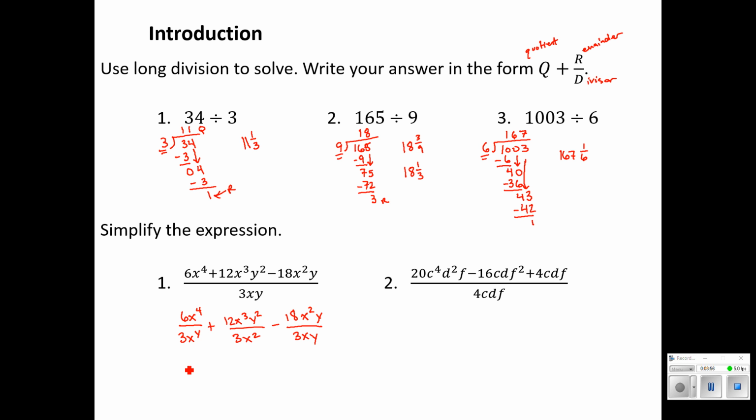So I've got 6 over 3 is 2. I've got x to the 4th. I'm dividing away one of those x's. That's x to the 3rd. And then there's a y in the denominator that does not cancel from the numerator, so it stays. Plus 12 divided by 3 is 4 over 1. x cubed over x squared is just 1x when we divide the 2 x's out of the 3. And then y squared. And there was no denominator there. Everything divided out.